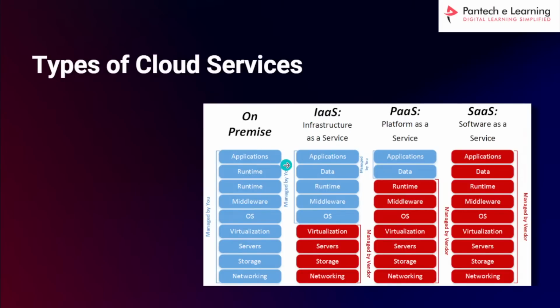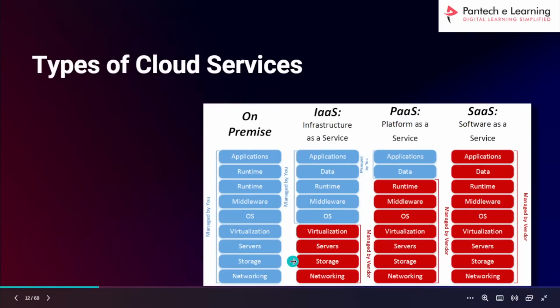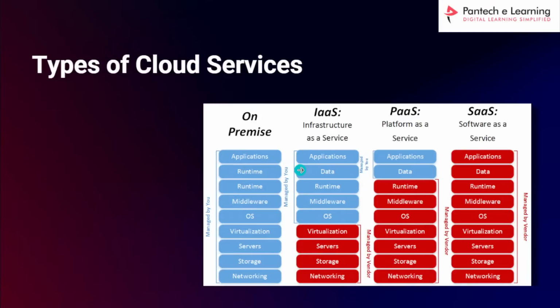They will provide, so this sky blue color is managed by you and the red color is managed by the vendor or the provider. They will provide the networking, storage, servers and virtualization, and you are responsible for these tasks. And there is another type which is known as platform as a service. Here, along with this, they are providing the OS and runtime. So you have to run your own application and manage it.